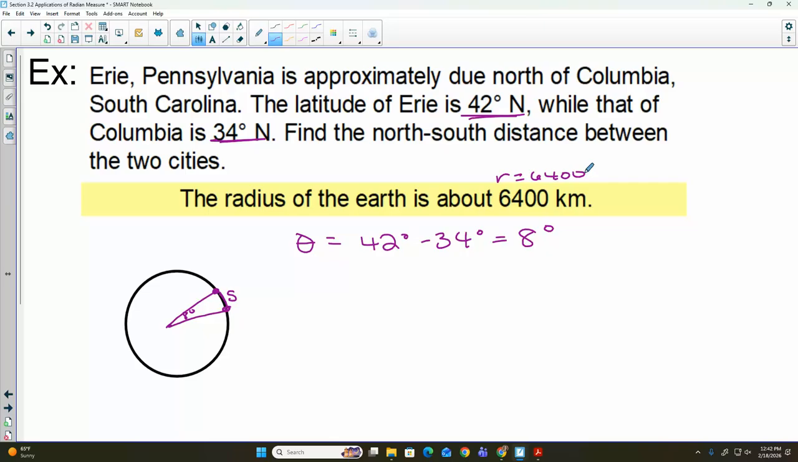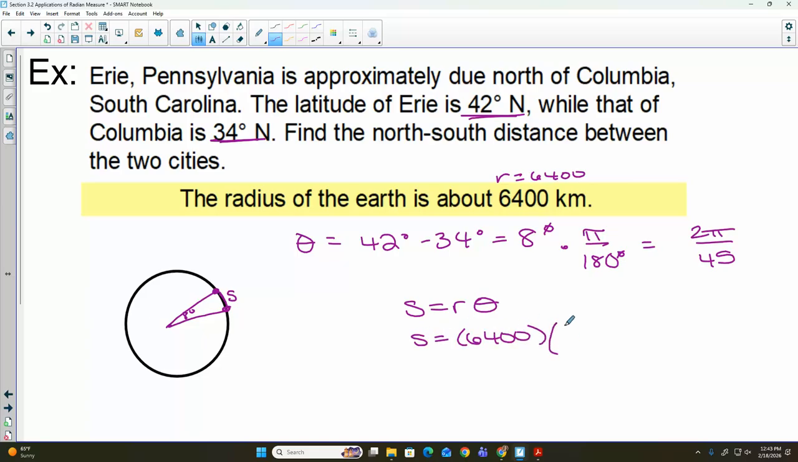What should I do first? Yes, I cannot use the degrees in my formula, so I have to multiply it by pi over 180. This is my degrees, so what do we get? So now I can do the S equals R theta. My R is 6,400. My theta, 2 pi over 45.